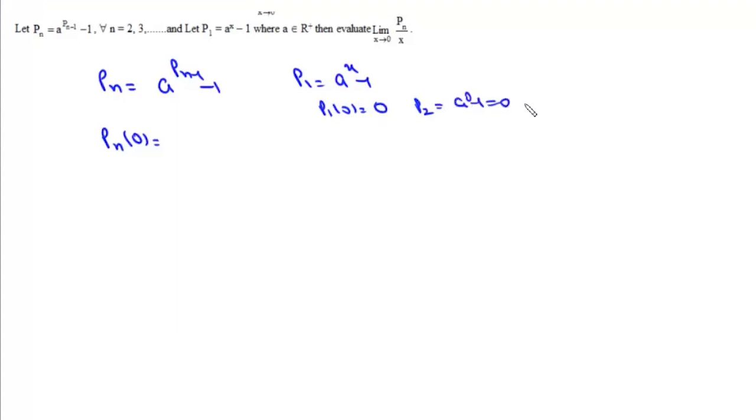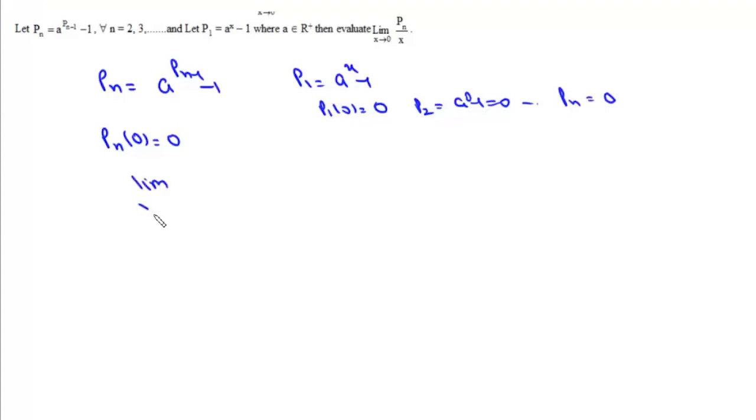Now, here we are given a recursive relation, which is Pn = a^(Pn−1) − 1, and let P1 be a^x − 1. Now, if we find Pn at 0, then P1(0) is a^0 − 1, which is 0. And if we put P1 as 0, then P2 will be a^0 − 1, which is 0. So that's how we'll get all these P1, P2, Pn as 0. So Pn(0) will be 0.